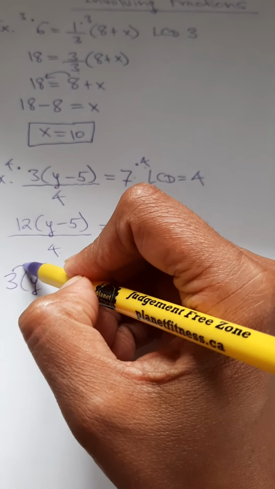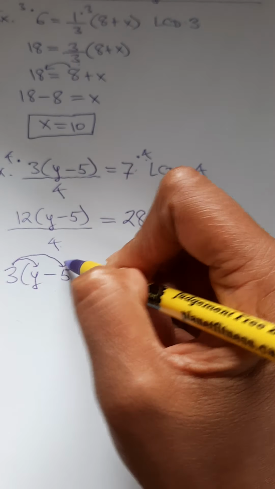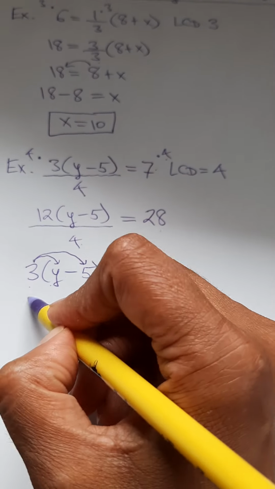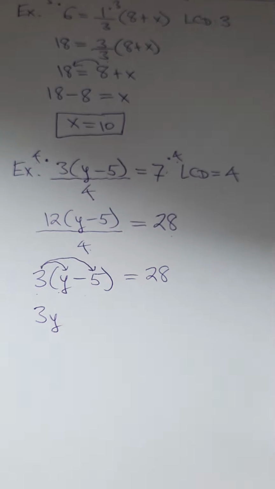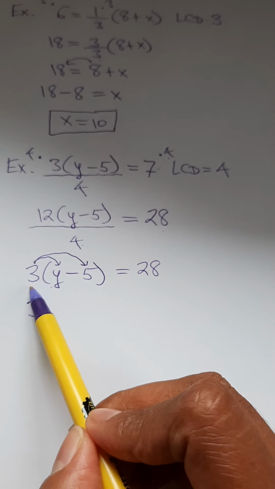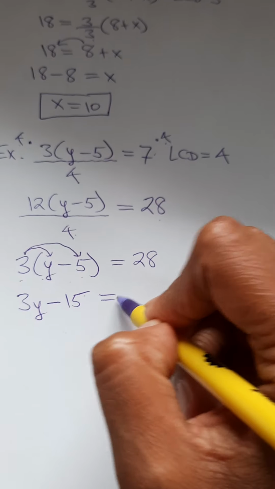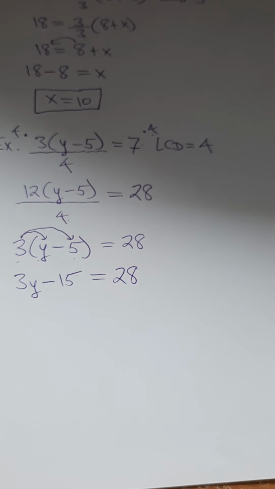Now we're going to use the distributive property and open up the brackets here. Okay, so I'm doing 3 times y, so 3y. Okay, and then you're doing 3 times negative 5, so negative 15, which is equal to 28.